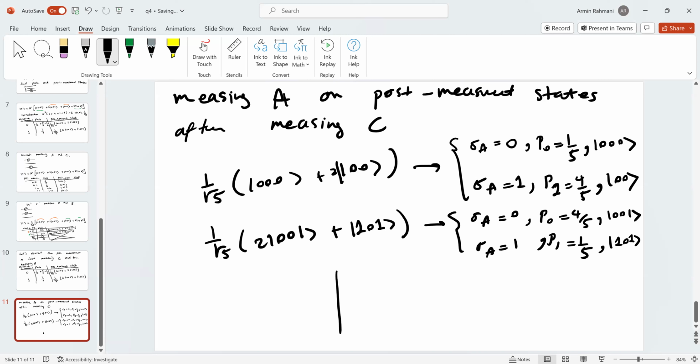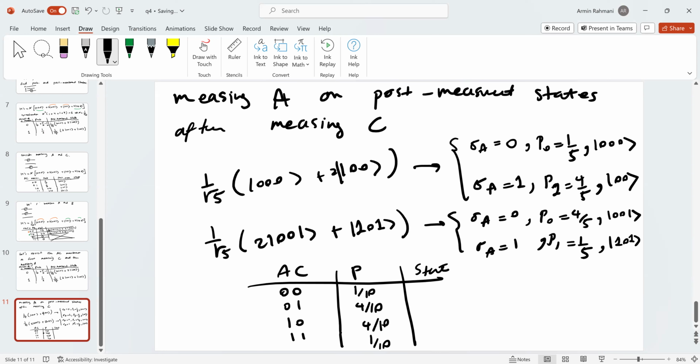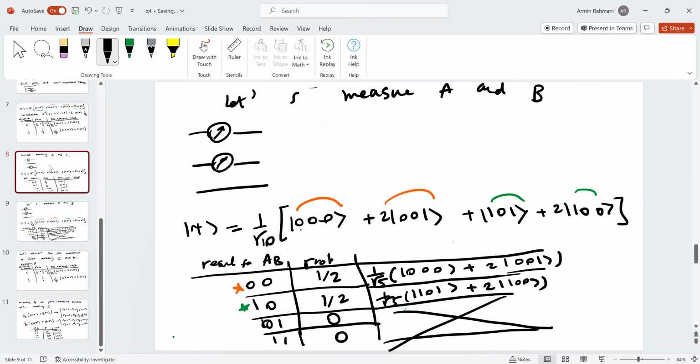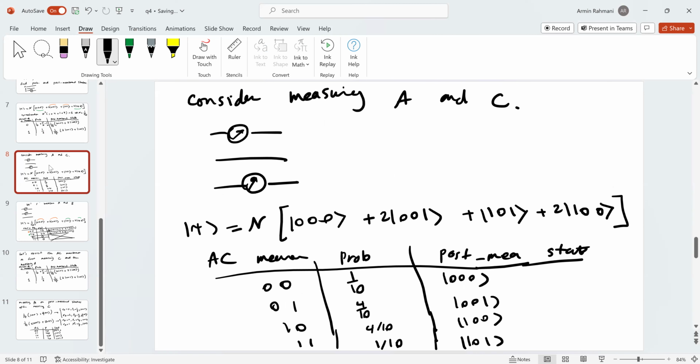So putting things together, looking at it this way, so AC, I can have 0, 0, 0, 1, 1, 0, 1, 1. Probability is going to be, I had 1/2 for each of those cases. So 1/2 times 1/5 is 1/10. 1/2 times 4/5, 4/10, 4/10, 1/10. And state, again, is |000>, |100>, |001>, |101>. So that's the same thing, hopefully, that we got when we analyzed the AC measurement, right? That was here. Yeah. |001>, |100>.